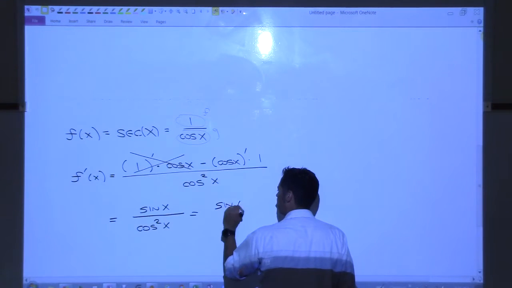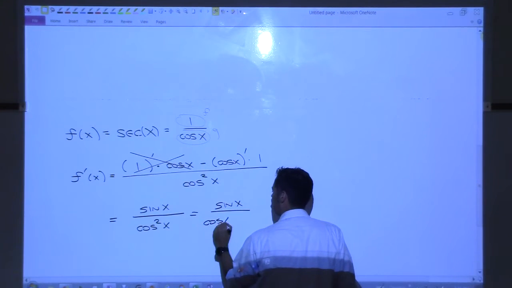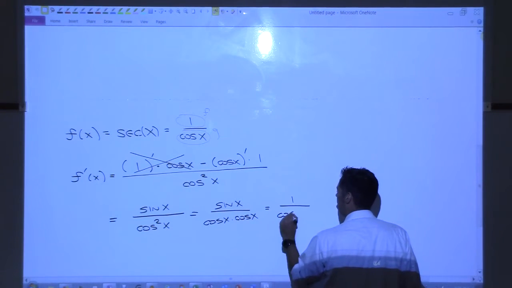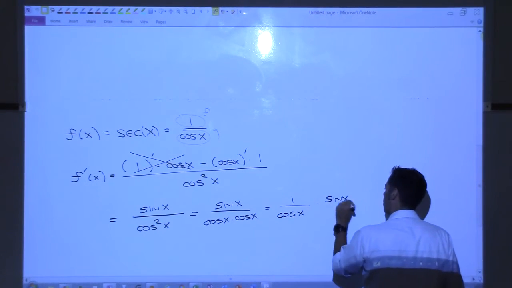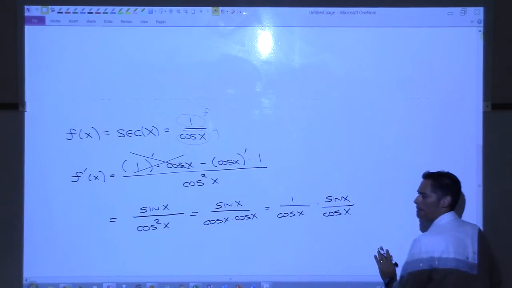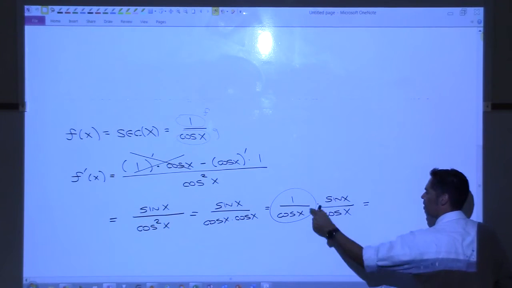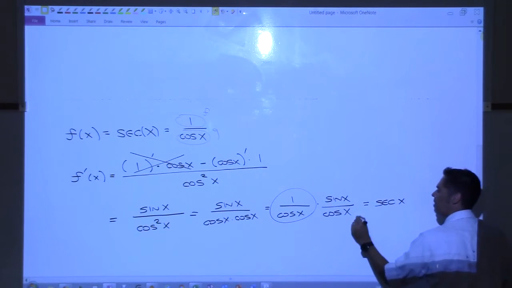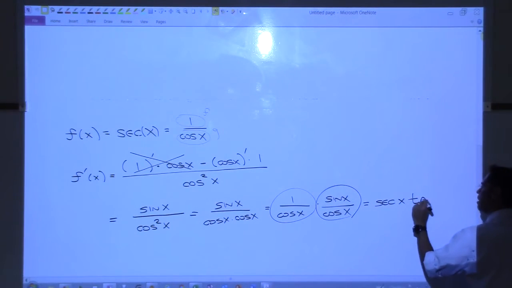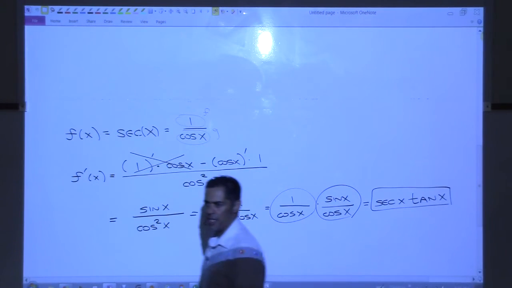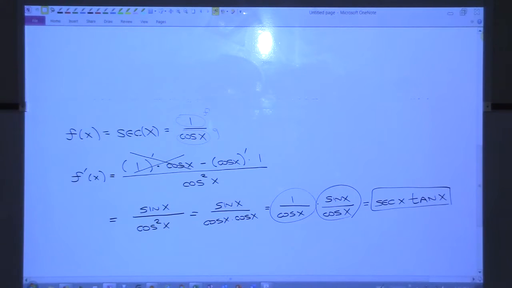Watch. Just tell me if you agree with this or not. This is sine x over cosine x times cosine x, which is the same as 1 over cosine x times sine x over cosine x. Just peeling it apart, right? And this, by definition, is secant x. And this right here is tangent x. And that's the way you need to memorize it. The derivative of secant x is secant x tangent x.